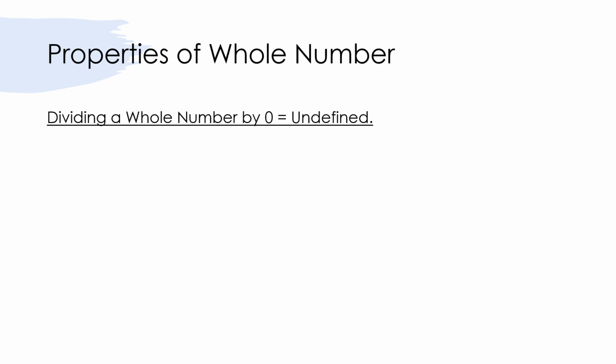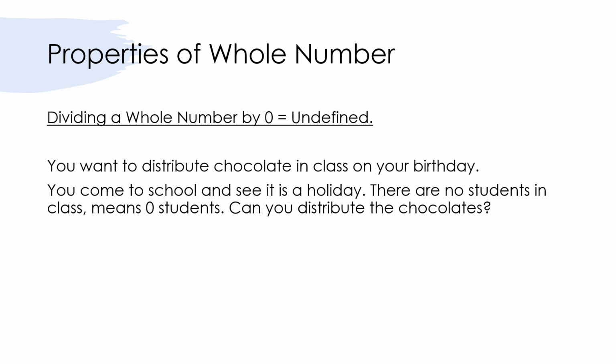Next, we will look at what happens when we divide a whole number by 0. We say it is undefined. So suppose you want to distribute chocolates in class on your birthday. You come to school and see it is a holiday. So there are no students in class, which means there are 0 students. So can you distribute the chocolates between 0 students? No, you cannot. It is not possible, right?